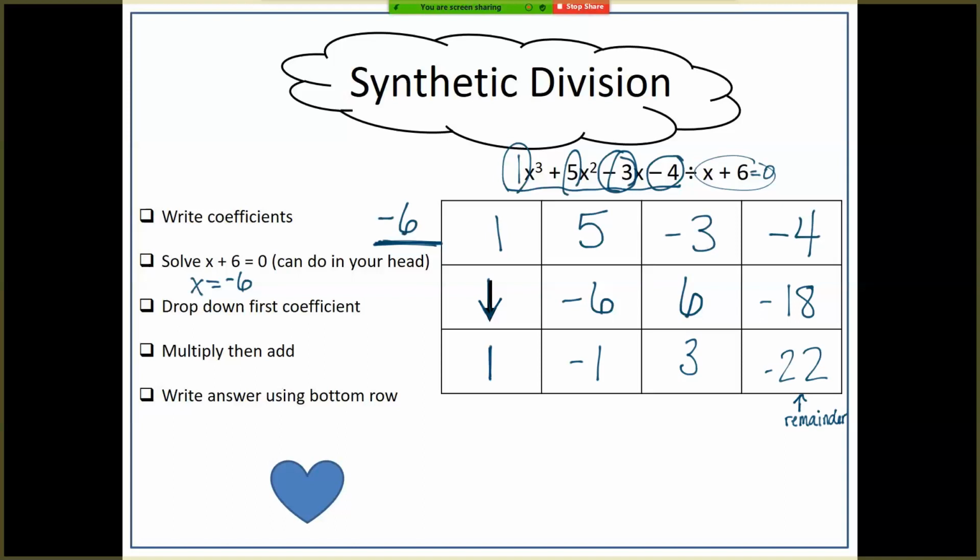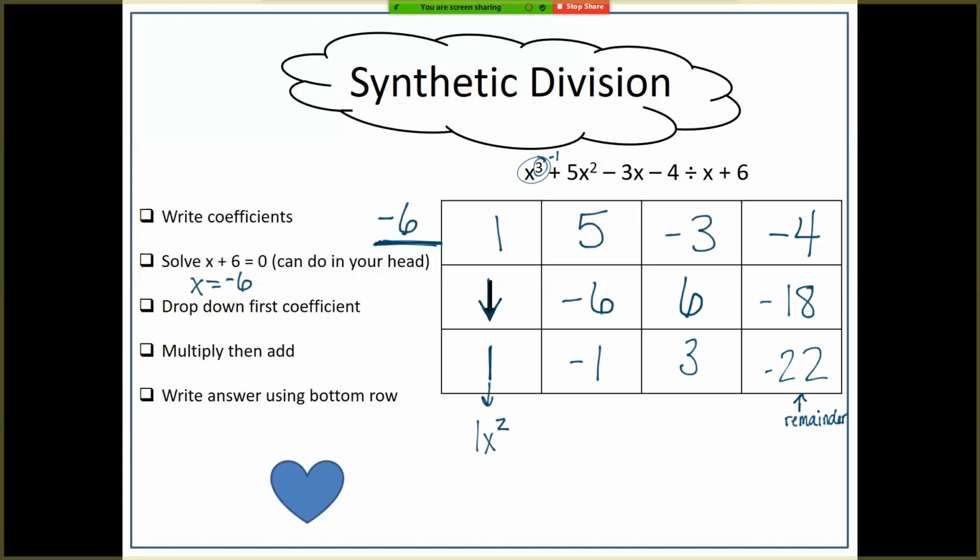The hard work's done. Now we get to write our answer using the bottom row. Looking at the bottom row, those numbers, except for the last one, which is your remainder, are going to be your new coefficients. When you write your answer, you're always going to start with an exponent on x that's 1 less than the original. So I'm going to subtract 1, which means when I write my first number, I'm going to use x squared. So this 1 gives me 1x squared.